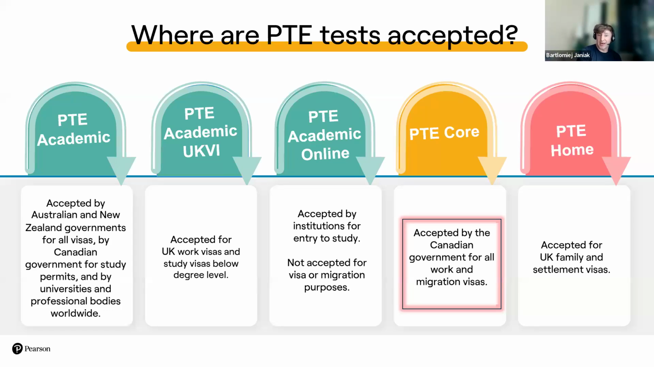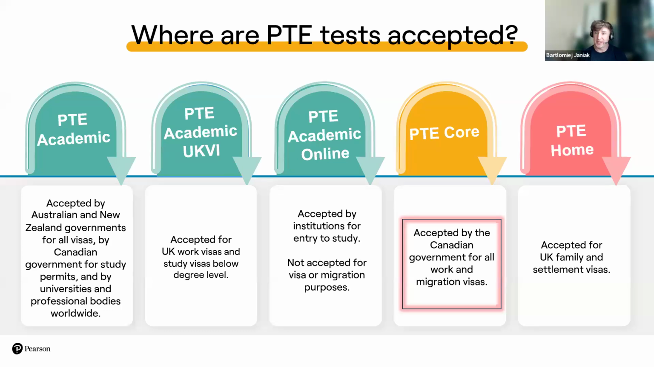PTE Academic UKVI is accepted for visas and study below degree level. There is also PTE Academic Online, so you can take this test at home, a proctored version. It is accepted by institutions for entry to study, but you need to check on the particular institution's website whether they recognize PTE Academic Online, or whether you need to take the test at a testing center.